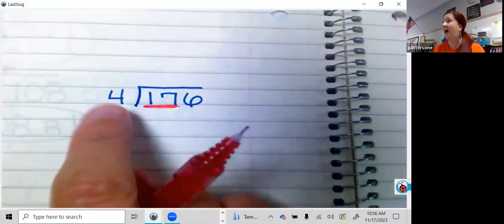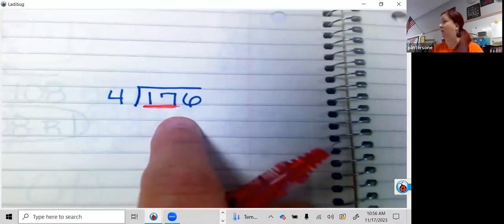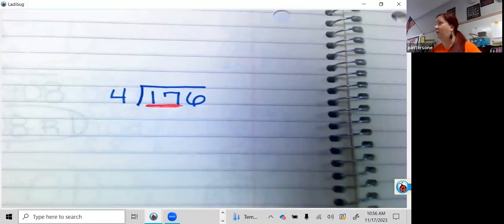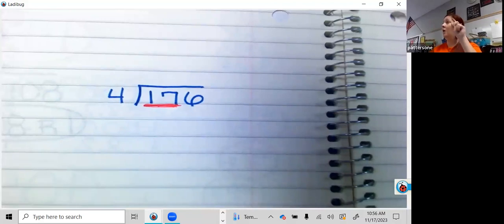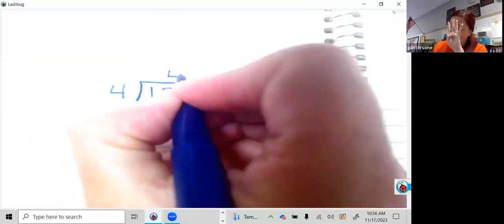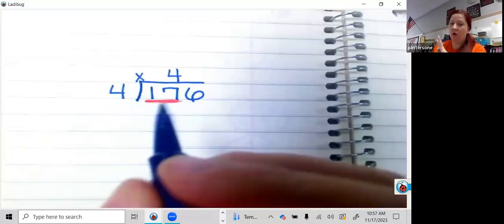I'm going to count by 4 this time, and I'm going to get as close as I can without going over. So let's get ready. Fingers at the ready. Let's do our 4 song. 4, 8, 12, 16. Can I do 20? No. So how many 4s can I get out of 17? 4. I'm putting a 4 up here because 4 times 4 is what, guys?